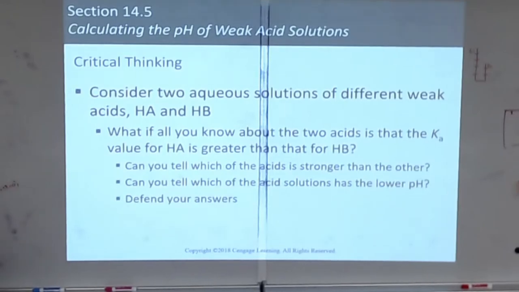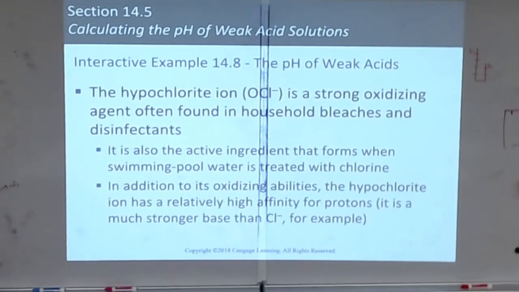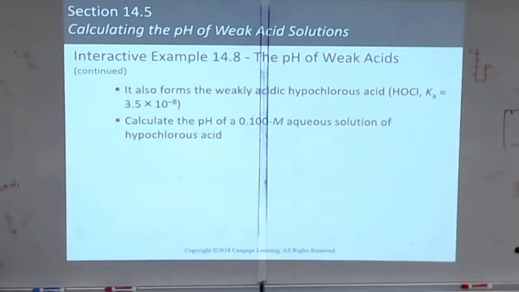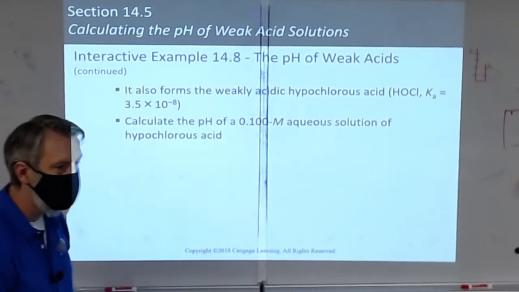Let's consider 2 aqueous solutions, HA and, well, I'm not going to talk about HB. We're going to come back to that one. Let's look at hypochlorite. And it does all this fun stuff. We don't care. This is what we care about. It also forms a weakly acidic hypochlorous acid. Hypochlorous acid has a Ka of 3.5 times 10 to the minus 8. That is weak. Calculate the pH of a 0.1 molar aqueous solution of hypochlorous acid.